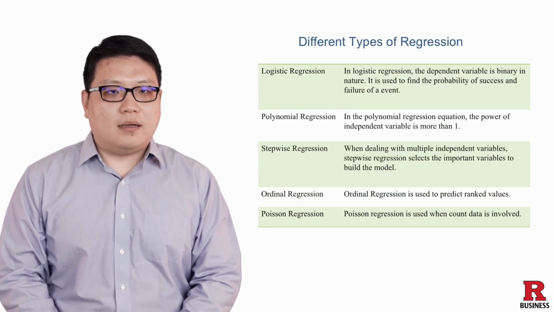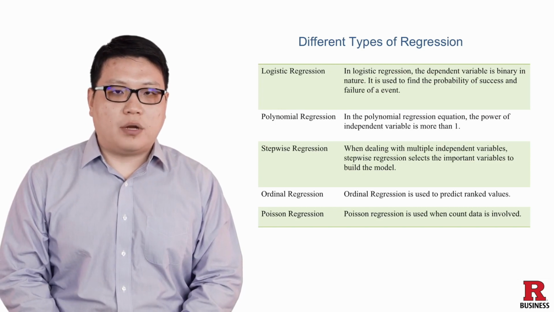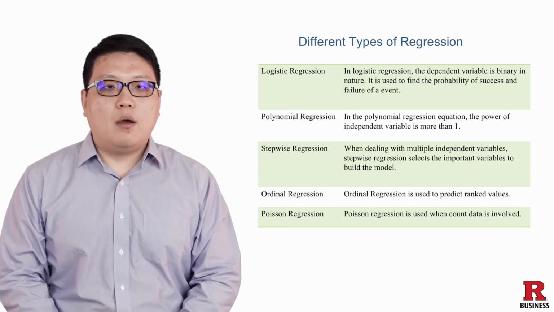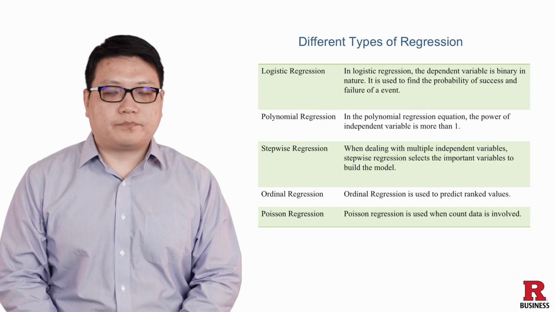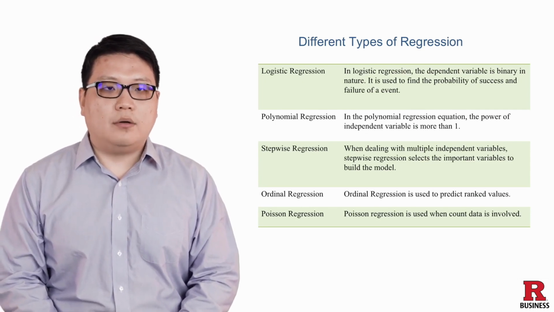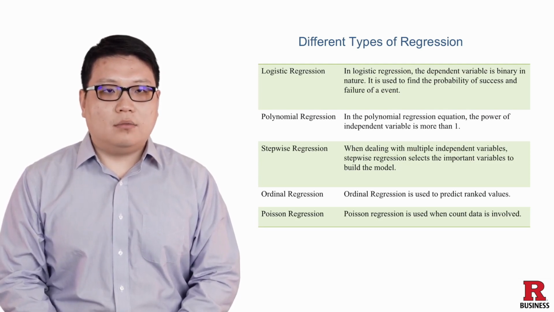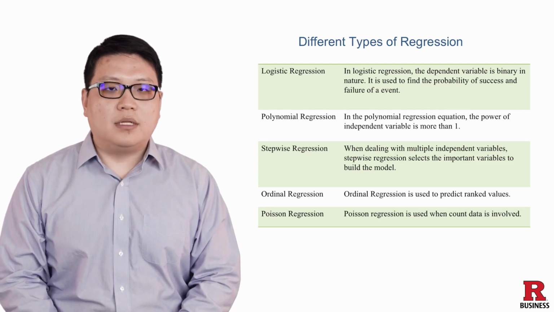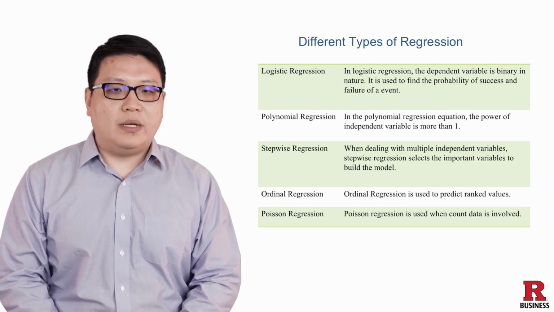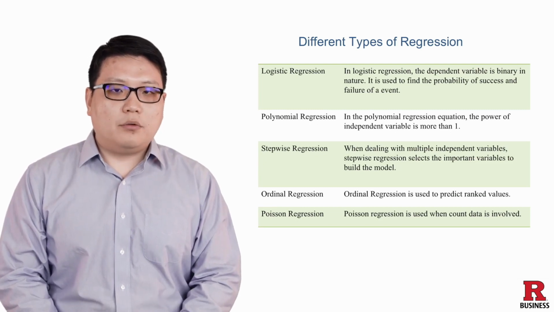Besides linear regression, we also have different types of regression, like logistic regression, where our dependent variable y is binary. It's 0 or 1, where 0 means the failure of an event and 1 means the success of an event. Logistic regression can be used to estimate the probability of the success or failure of an event.